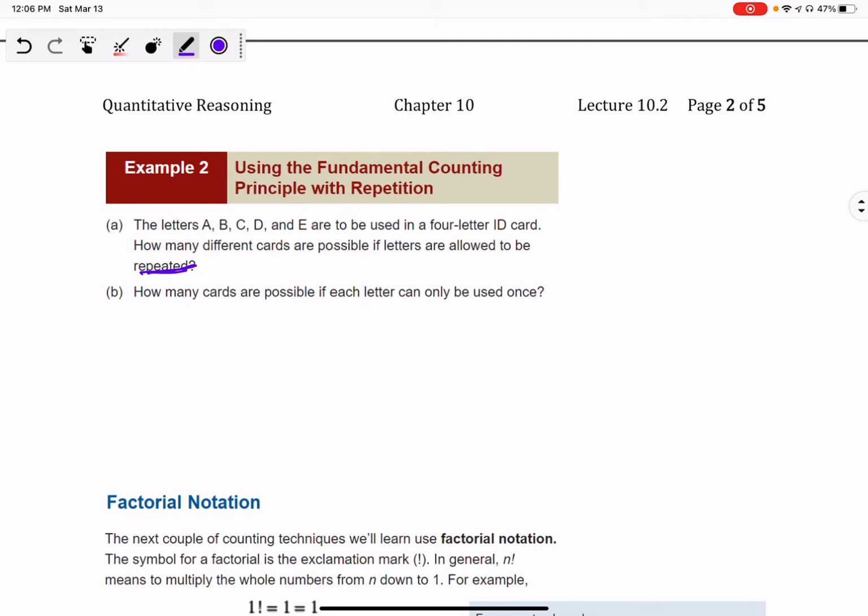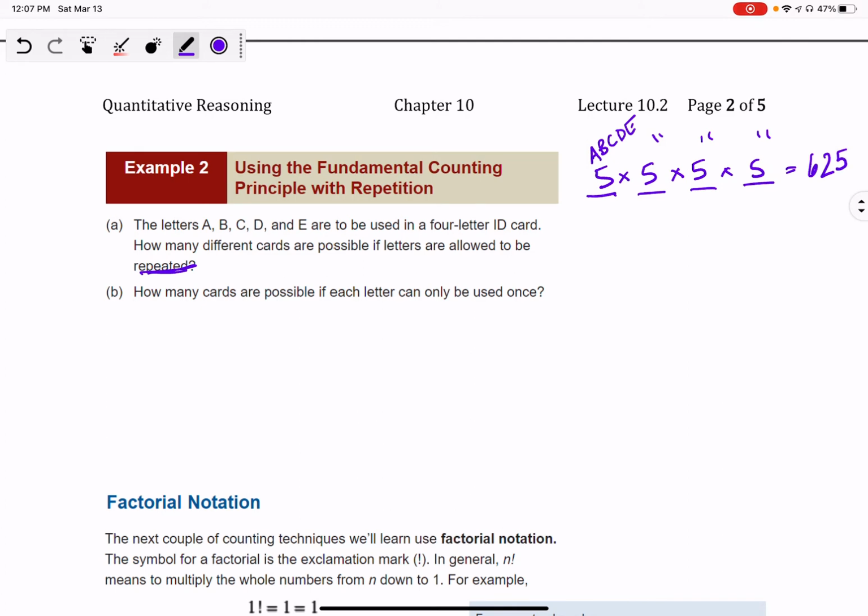A good way to start this off is to just set up an example. This is my 4-letter ID card, and I can use the letters A, B, C, D, or E on each of them. Okay, they can repeat, so those same options can happen each time, which means I can take 5 times 5 times 5 times 5 to figure out how many different cards are possible. That gives me 625 possible ways.